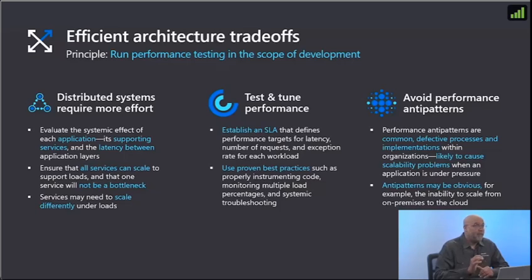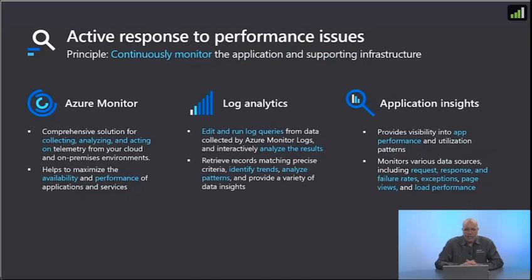Let's take a look at monitoring strategies and some of the monitoring tools that are available in Azure. Looking at active response to performance issues. The principle here is continuously monitor the application and supporting infrastructure. You want to define a comprehensive monitoring strategy to consider scalability, resiliency, and performance. Use application telemetry and profiling to better identify issues, and Azure Data Explorer and Grafana to identify performance trends captured over time. Lack of monitoring new services and the health of current workloads are major inhibitors of workload quality.